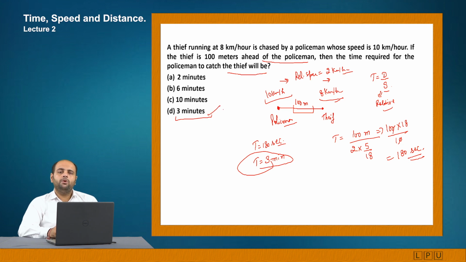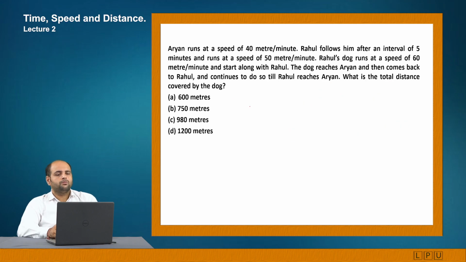I think it will be clear to all of you how to use the relative speed concept and solve the questions. Now, the next question says that a person, Aryan, runs at a speed of 40 meters per minute and Rahul follows him after an interval of 5 minutes. In the previous case, the distance was given directly.